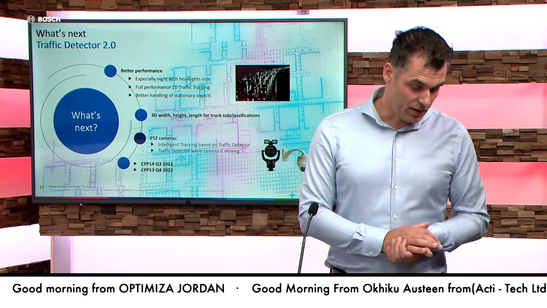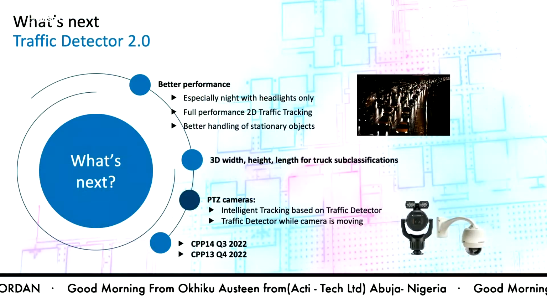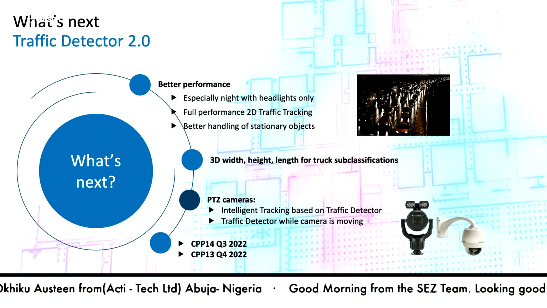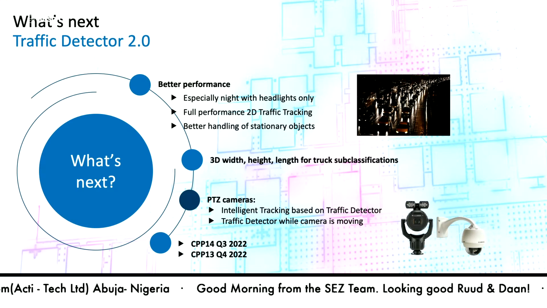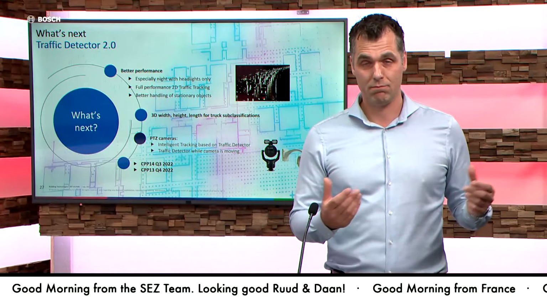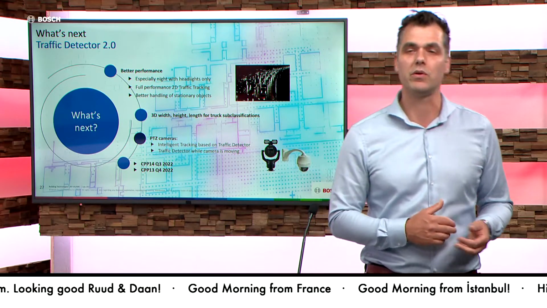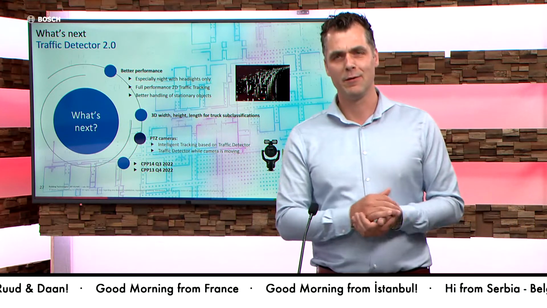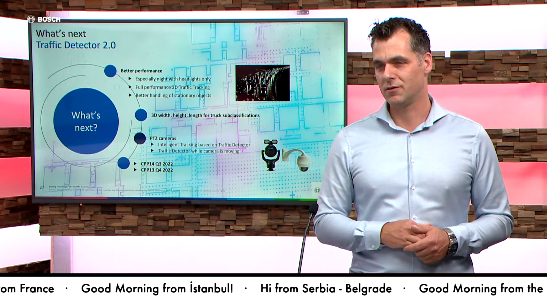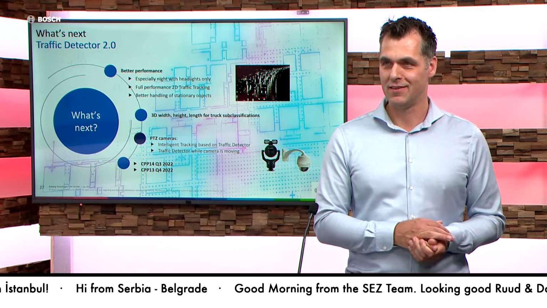For the PTZ cameras, there is intelligent tracking, also tracking while doing a movement. You can still track objects. These kinds of things we're also working on, as I showed in the video. So this is all coming, and then talking about platforms, CPP 14 is then the third quarter this year still. And for the CPP 13, we're doing that in the fourth quarter, this year. So we see some nice updates ahead.